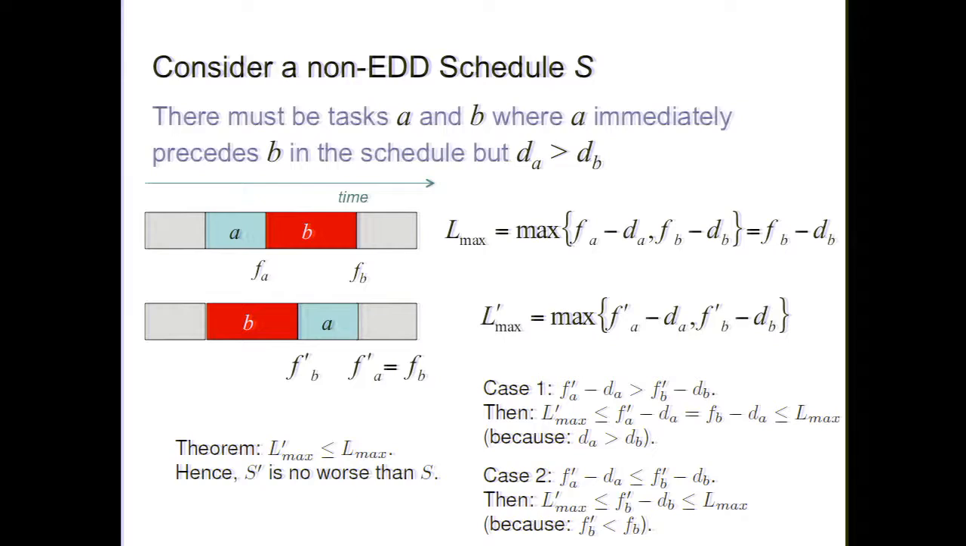So basically, if you have a non-EDD schedule, somewhere in your schedule there's two tasks that are out of order. So all you have to do is show that if you reverse the order, you will get a maximum lateness that is no worse, right? That's the style of proof here. Okay, so here's an outline of how you do that, right?